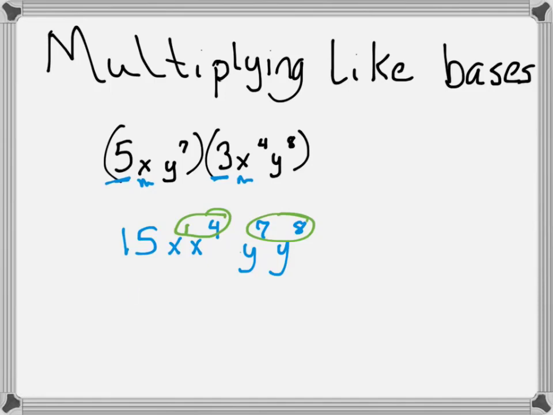And so the 15 gets rewritten again. X to the 1 plus 4, 5 is the exponent. Y, 7 plus 8, 15. So my answer is 15x to the 5th, y to the 15th.